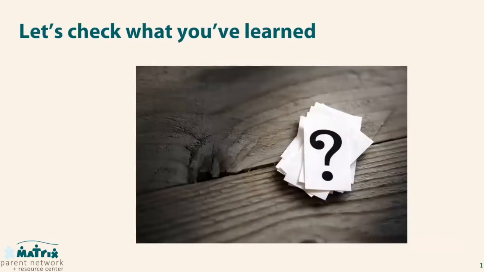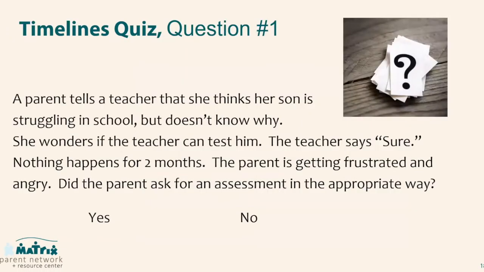All right, so let's check and see what we've learned so far. Okay, the first question has to do with timelines. A parent tells a teacher that she thinks her son is struggling in school but doesn't know why. She wonders if the teacher can test him. The teacher says, "Sure," and nothing happens for 2 months. The parent is getting frustrated and angry. Did the parent ask for the assessment in the appropriate way? Yes or no?